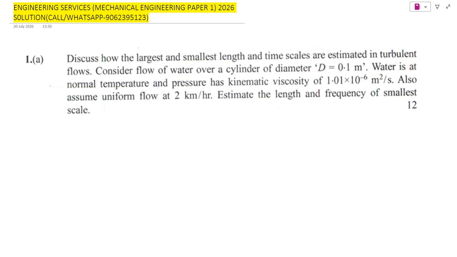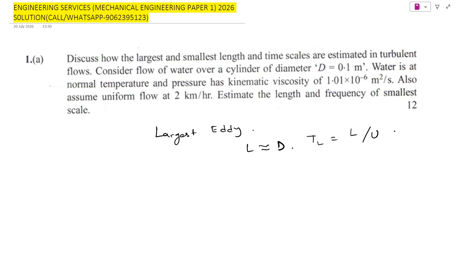First is the largest eddy. Largest eddies obtain energy directly from the main flow, and their characteristic size is approximately equal to the characteristic dimension of the body. Therefore the largest length scale is near about D, and the largest time scale is T_L, which is L by U, where L is the integral length scale and U is the characteristic velocity.